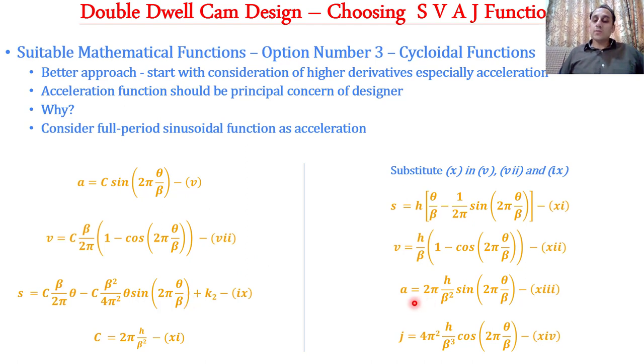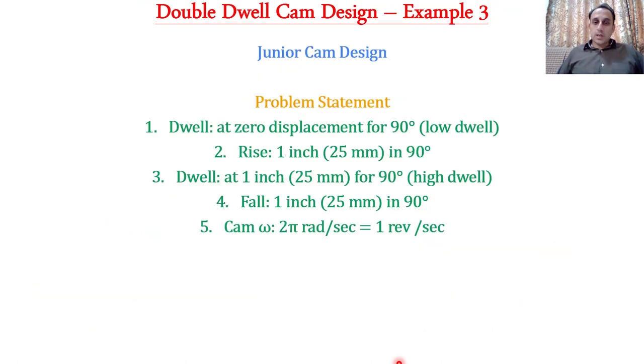If we take the derivative of this acceleration with respect to theta, what will happen? We will get this j, which is jerk. So using those functions, now we will once again construct the SVAJ diagram for the same problem which we discussed in the previous slides, and then we will analyze the SVAJ diagram, and then we will decide whether that cam design is acceptable or not. So once again, the problem is the same.